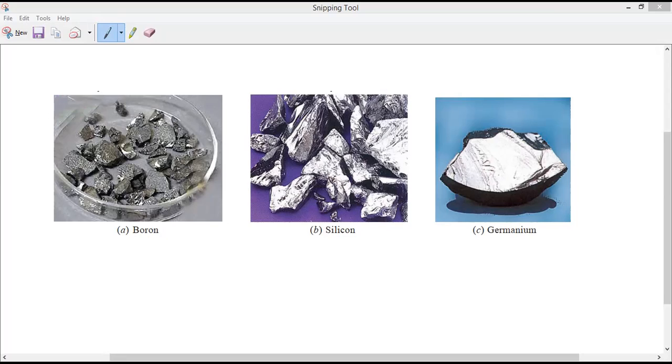Is it okay, everybody? The fifth one is arsenic, the sixth one is tellurium, and the last one is polonium. Write it down.